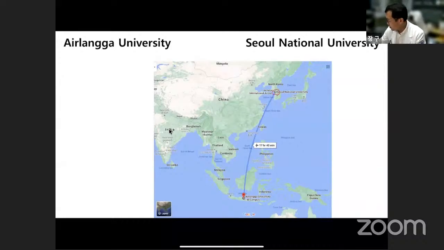And I found the university there. It takes around 17 hours, 40 minutes by airplane between Indonesia and Korea. Without the pandemic situation, if not, maybe we can see each other offline in the near future, next year.